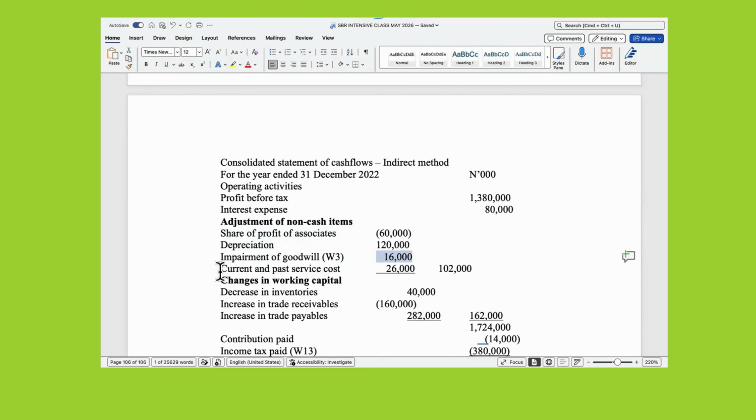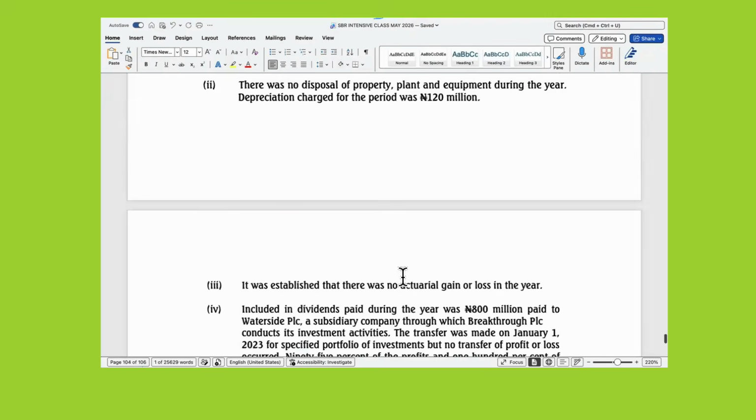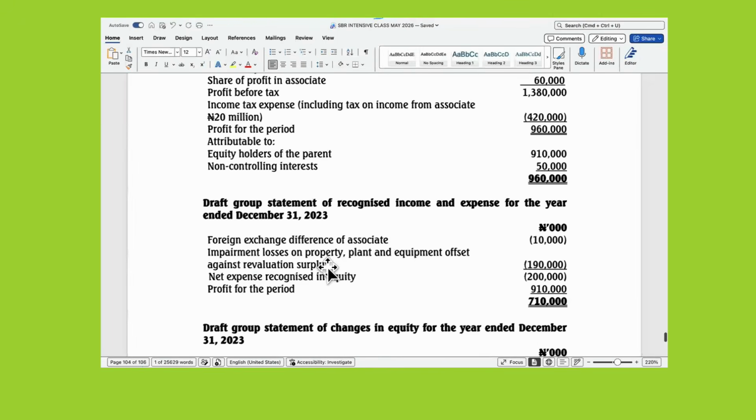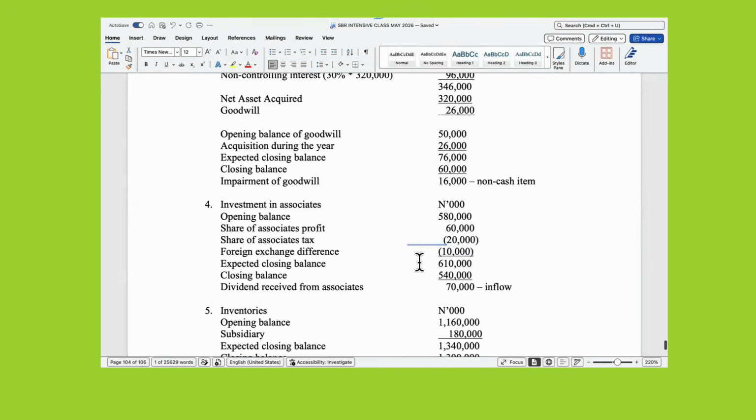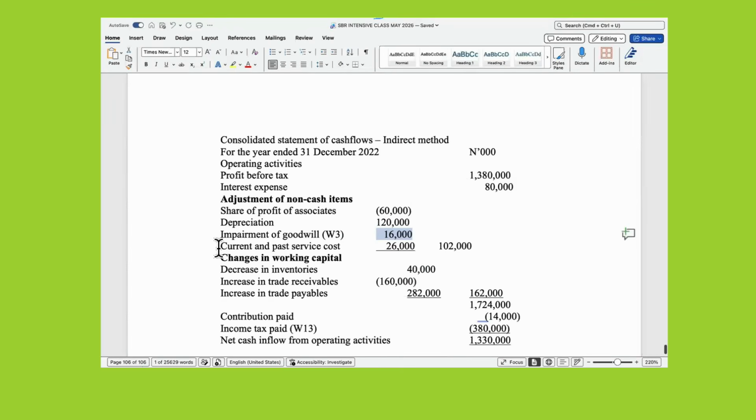Then, what about impairment of PPE? Okay, since that didn't go to P&L, it went to OCI. So that's why it's not in admin, so I won't adjust it here. Then don't forget that current and past service costs. They are also treated in P&L and they are non-cash. So I will add them back. So ultimately, if I accumulate all of this together, I will get 102,000.